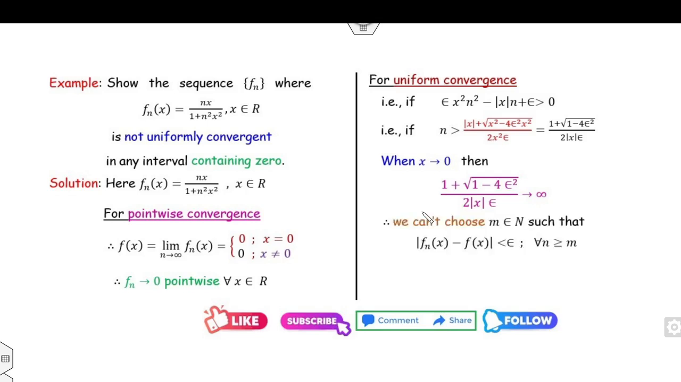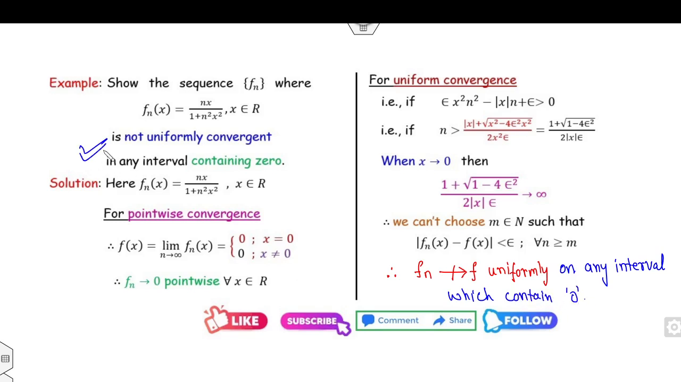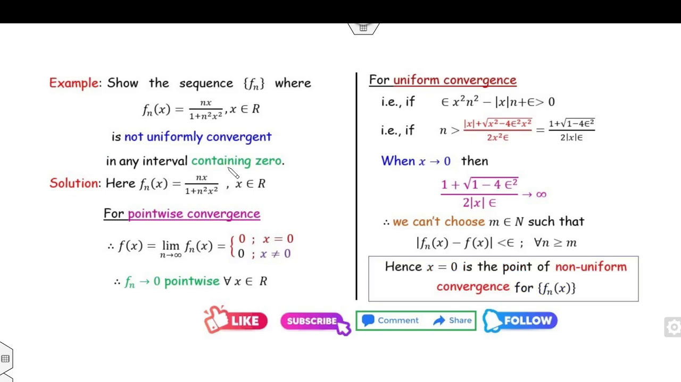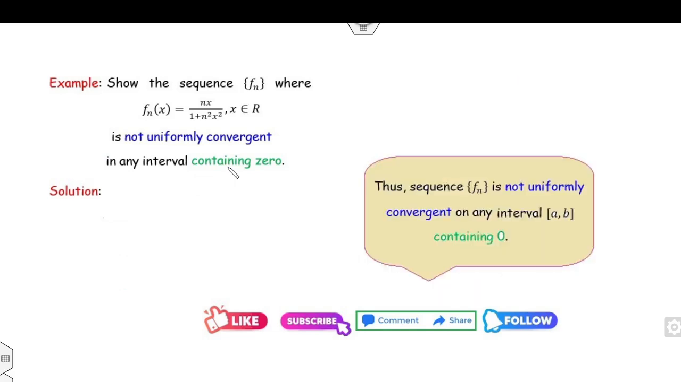So what does it mean? We can't choose the value of n such that this condition holds. Therefore, f_n(x) does not converge to f uniformly on any interval which contains 0, and that's the given statement. Show that the sequence is not uniformly convergent in any interval containing 0, or you can say 0 is the point of non-uniform convergence. Hence the sequence is not uniformly convergent.